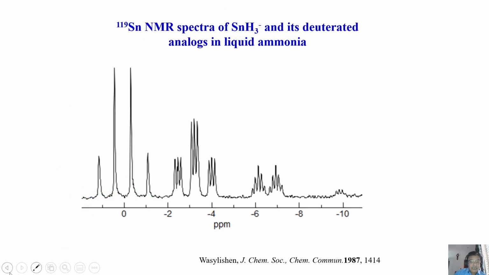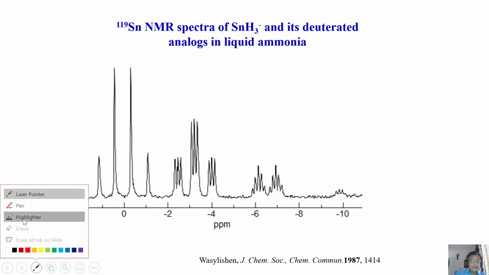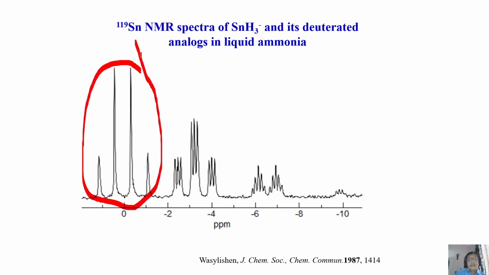This corresponds exactly to SnH3 minus. Now we will take the next one, SnH2D. What happens now? H2 means like CH2, so it will split the tin into a triplet. Because there is one deuterium, what will happen? Each line of the triplet is split into three lines of equal intensity by deuterium. This is what we understood when we discussed CD3CN, CD2CN, all the spectra.